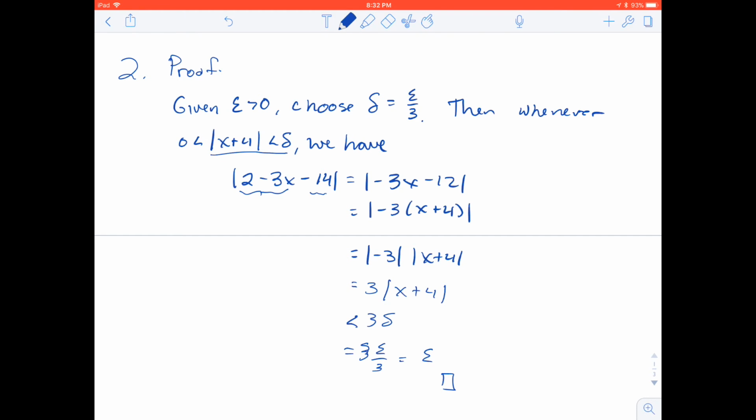And so we are finished with the problem. We have shown through a system of equalities and our inequality that f of x minus L was eventually less than epsilon. I hope this was helpful, and I will see you in class.